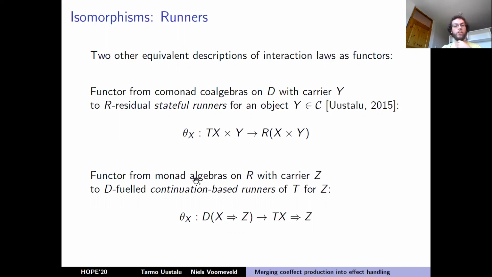On the other hand, we can also only deal with the residual effects using the monad algebra, and then we get another type of runner, which is a new observation. Then we get the D-field continuation-based runner of T for Z, which is a natural transformation of this form. Both of these must satisfy unit and multiplication equations. And both of these viewpoints give us, again, yet another equivalent description of interaction laws.